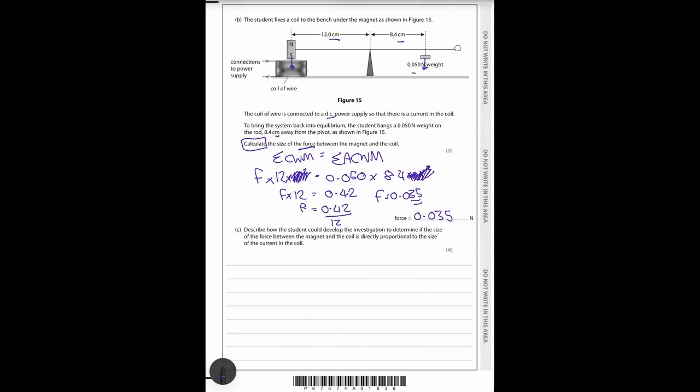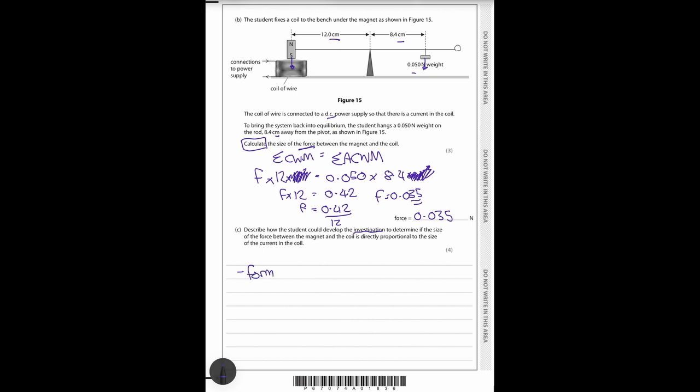Okay, so let's have a look at the next one. Now, always, I'm just going to try to identify what type of question it is first. And it says, how could a student develop the investigation? So I've identified, yeah, I know this is an investigation type of question. So how am I going to do this? I'll write it here first, but I'm going to have to rub it out after to have room to write.